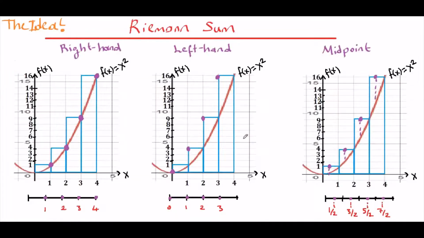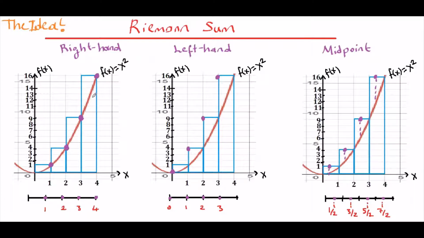Let's begin with the idea behind the Riemann sum. Let x squared be our function that we are computing the area under the curve from 0 to 4. So the idea is to divide the area under the curve into subsections. So we're going to partition the area into rectangles. And the area of rectangles summed will be the area under the curve.